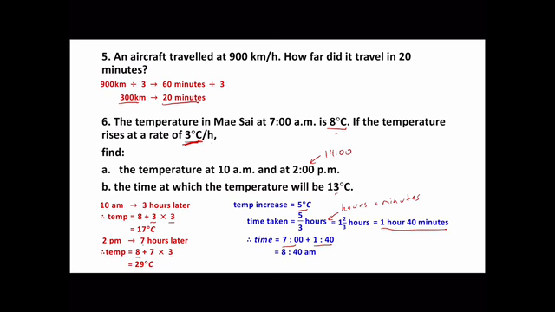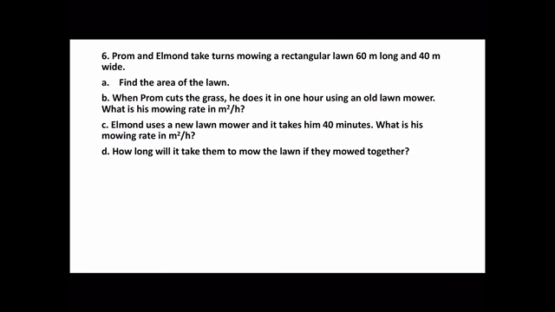All right, next. This time, Prom and Elman are going to take turns mowing a rectangular lawn. So that means they're cutting some grass. It's 60 metres long, 40 metres wide. So part A, find the area of the lawn. Well, 60 times 40, it is 2,400 square metres.